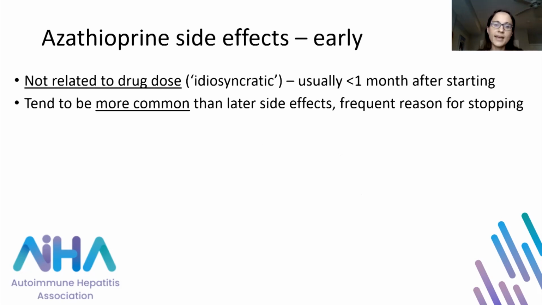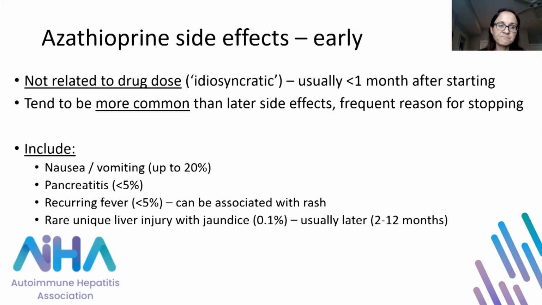However, azathioprine does have some side effects, some of which are more unique than other medications. And so I like to break them down into the things that patients will experience early. Usually these occur less than a month after starting, and these are typically not related to the dose of azathioprine. It's what we call idiosyncratic. These actually tend to be more common than later side effects and are one of the more frequent reasons for stopping azathioprine in patients with autoimmune hepatitis.